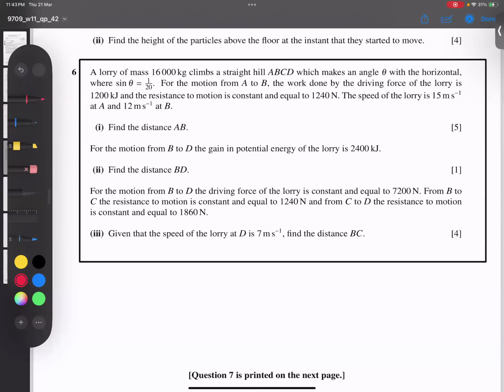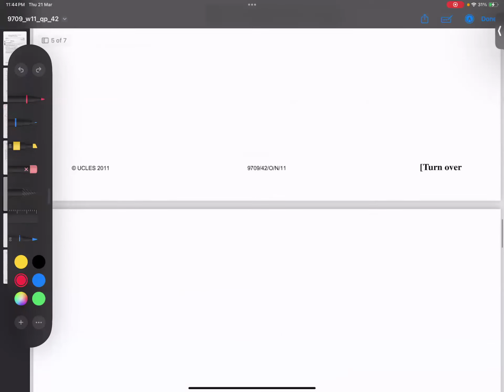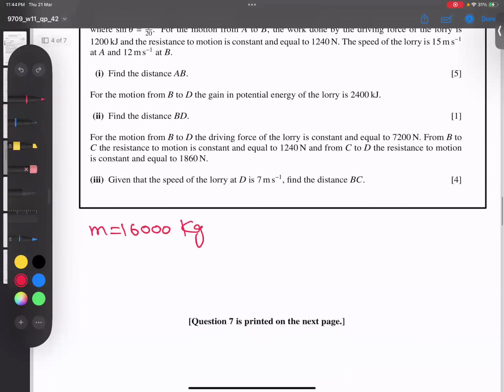The question we have is October 2011, variant 42. And what is the question given? The mass of the lorry is given as 16,000 kilogram. And the hill ABCD is very clear. In the beginning, I can just show you there are 4 points: A here, B here, C here, D here. This part is very clear.